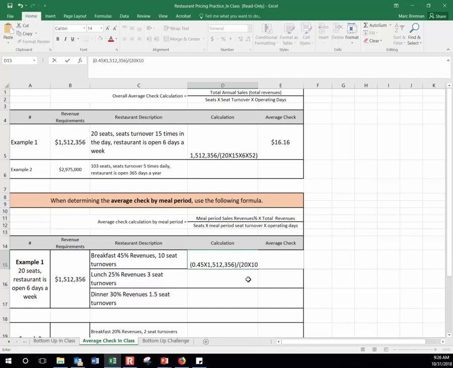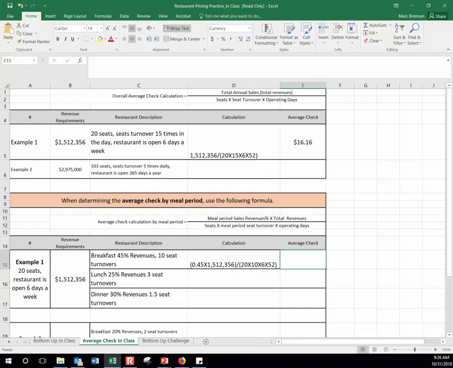So we multiply by 10 times because that's how many times seats turn over in this restaurant for breakfast, and we're going to multiply by 6 multiplied by 52 again, okay? Because that's how many days we have. So we can make this bigger so you can see it.